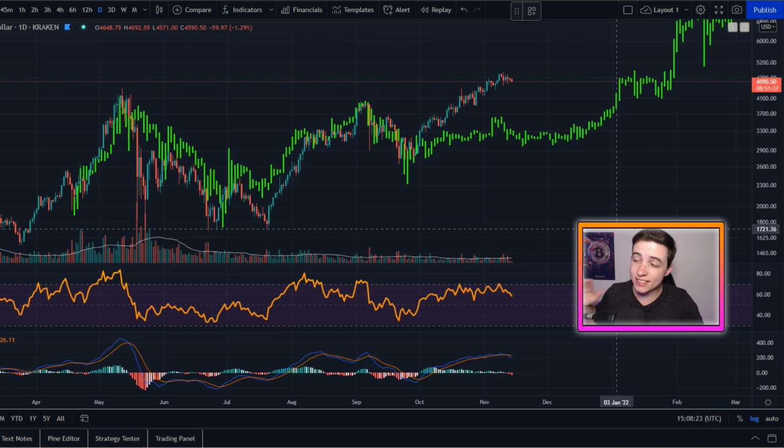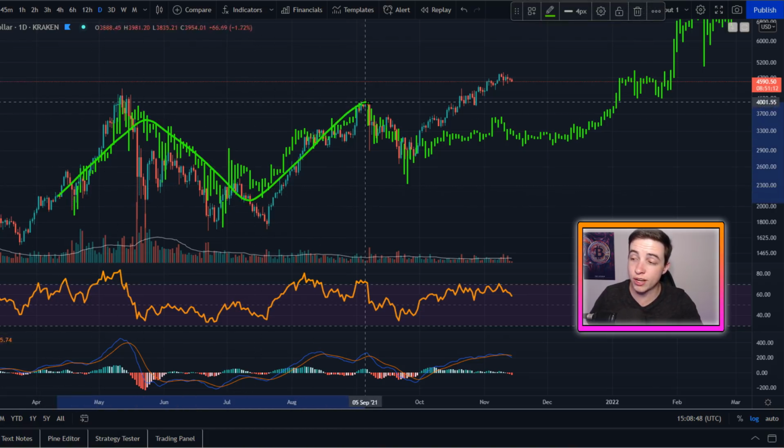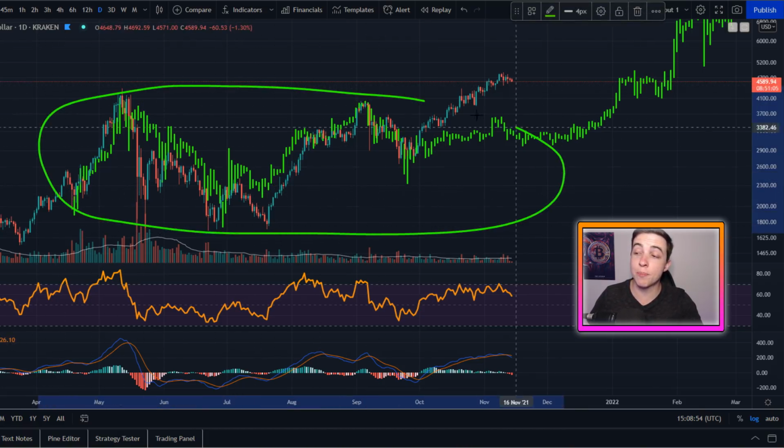Now just zooming out to the daily time frame and giving you another quick update on this fractal right here that I covered 2 days ago on the channel. And for the new viewers out there, these green bars are basically showing us what happened in the previous bull market.